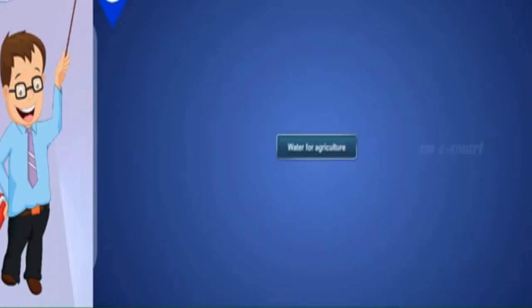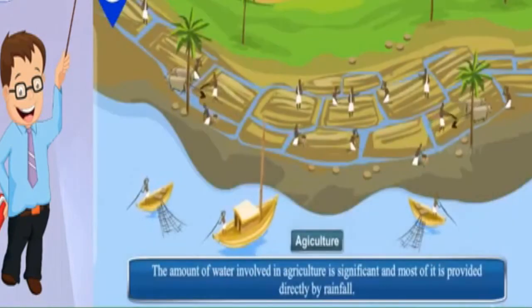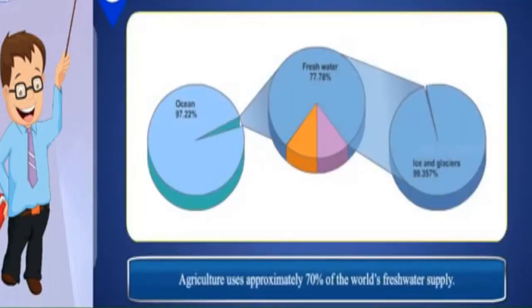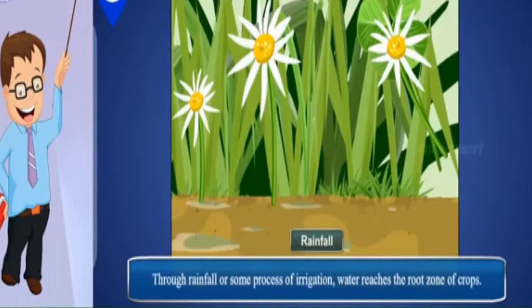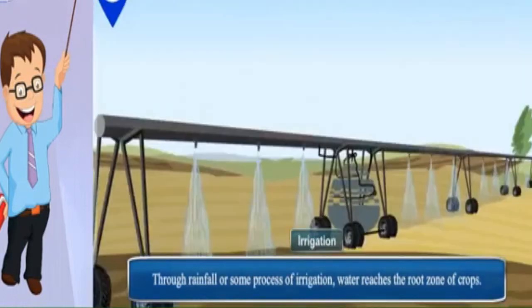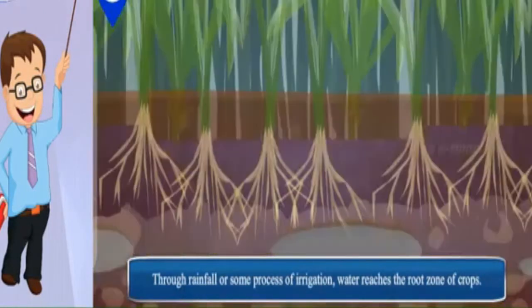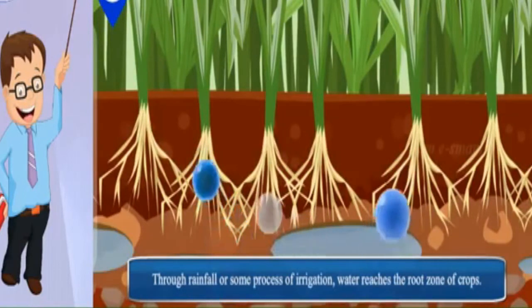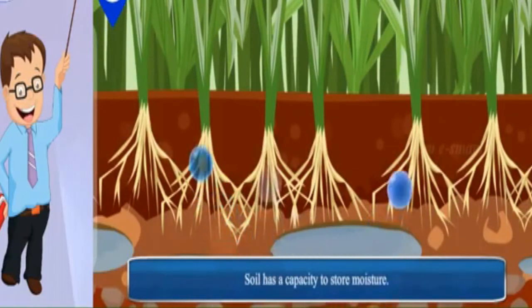Water for agriculture. The amount of water involved in agriculture is significant, and most of it is provided directly by rainfall. Agriculture uses approximately 70% of the world's freshwater supply. Through rainfall or some process of irrigation, water reaches the root zone of crops. Soil has a capacity to store moisture.